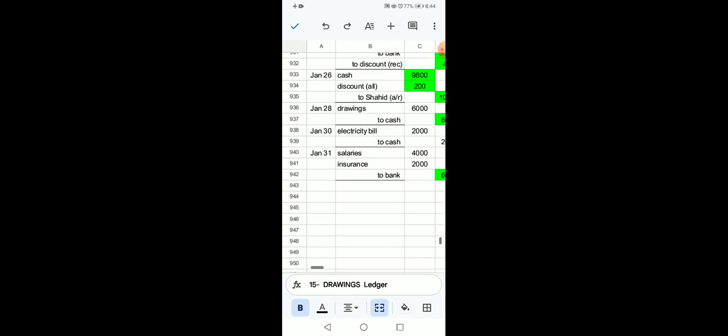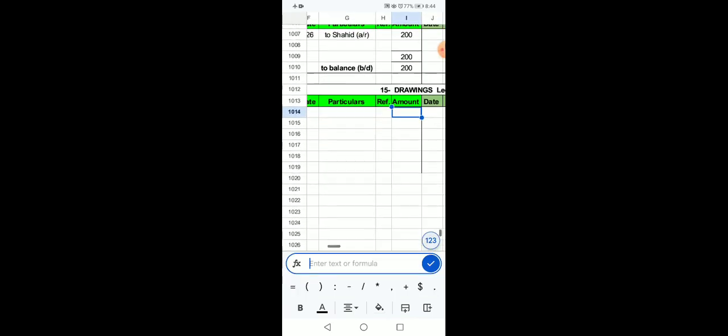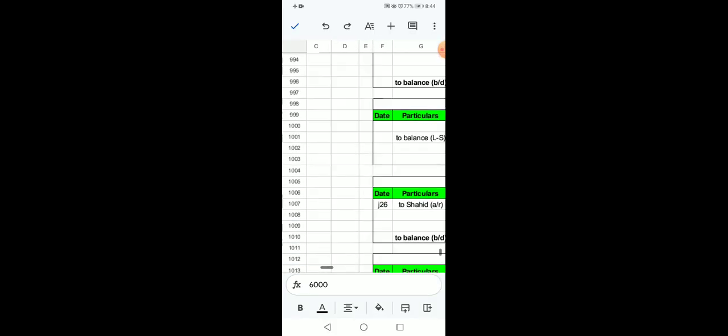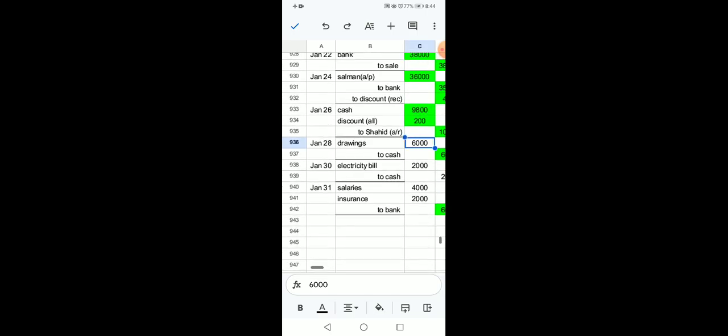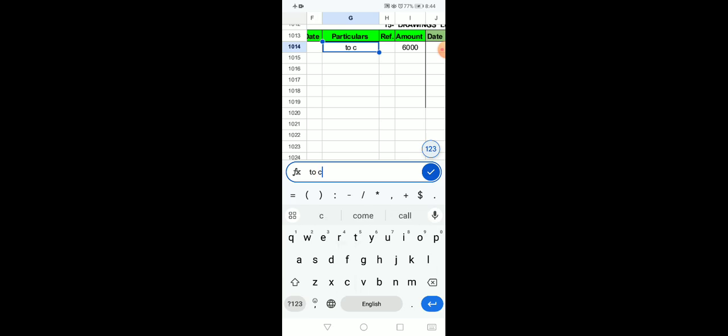Let's see how many entries contain drawings. This is the first entry. Drawings are debited by 6000. You will go to the drawings ledger and will write 6000 on the debit side in the amount column. Let's see what was the reference for this drawing. 6000 is debited. What is written on the opposite side? It is cash. So you are going to write to cash in the particular column.